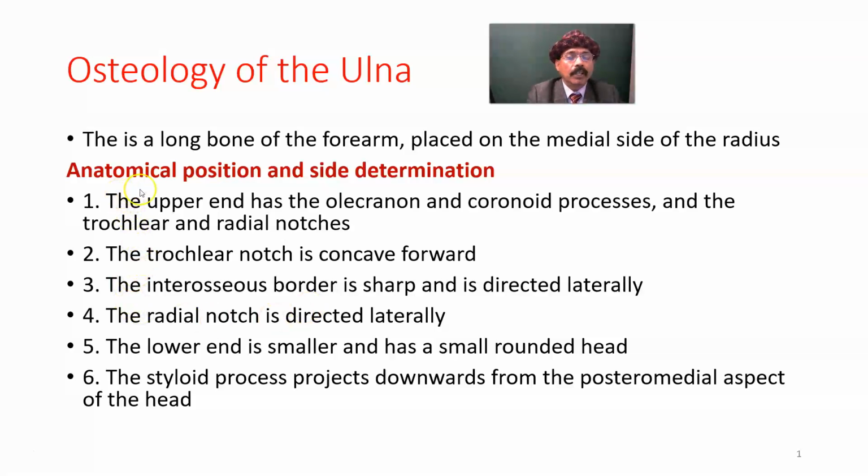We'll go through the anatomical position and side determination. The upper end has the olecranon process, the coronoid process, and the trochlear and radial notches. The trochlear notch is concave forward. The interosseous border is sharp and is directed laterally. The radial notch in the upper end is directed laterally.